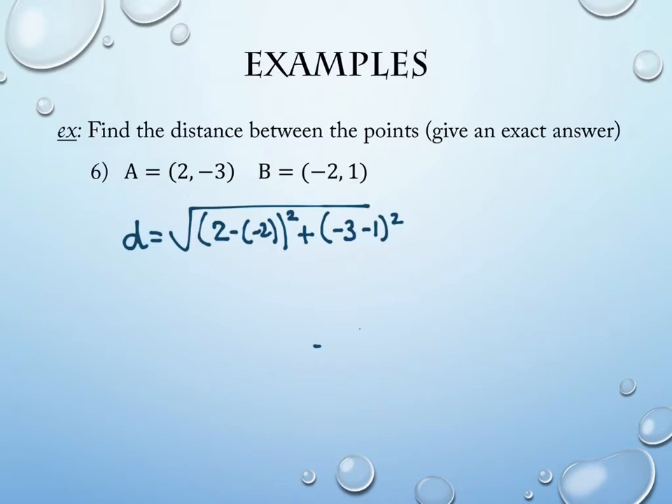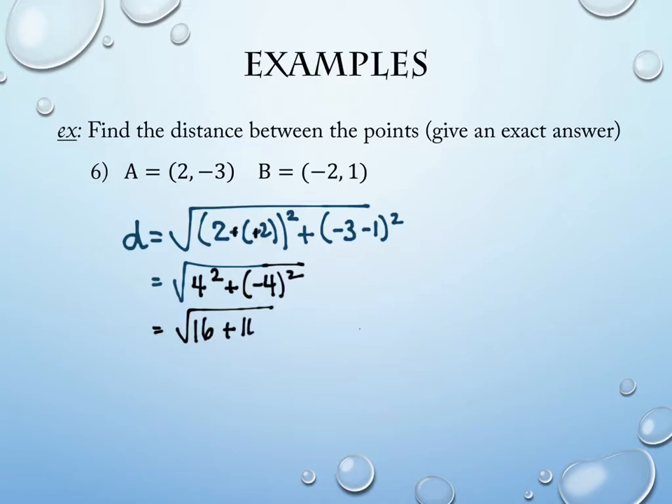Now you'll notice the directions say that we're supposed to find this answer to exactly the right value, not an approximation. So 2 minus negative 2 would be 2 plus 2, which is 4. So I've got 4 squared here. And then negative 3 minus 1 would be negative 4 squared here. Now they don't always work out to being 4s or matching or anything like that. That's of course just happenstance. But on this one, I have the square of 4, which is 16, plus the 16, which would be the square root of 32.